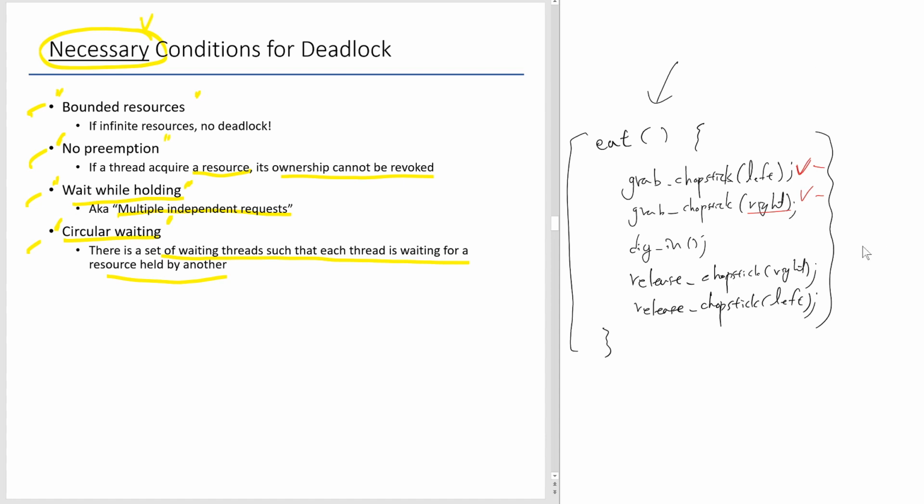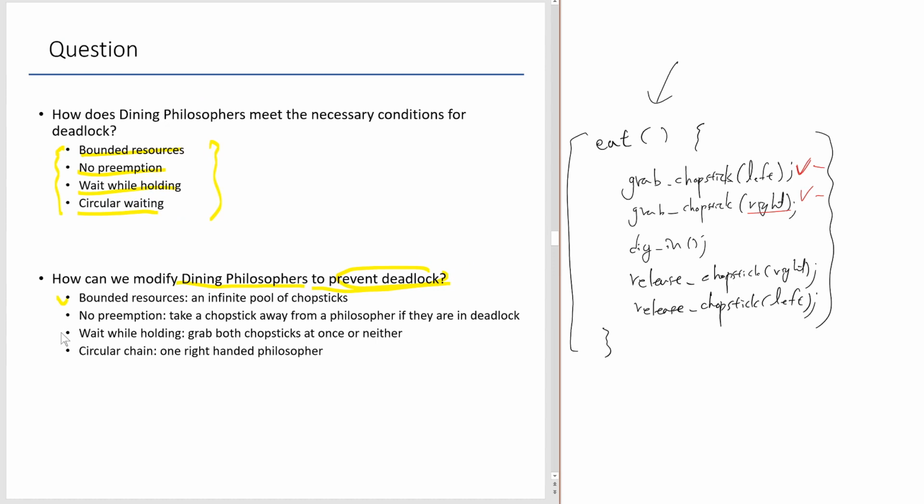So let's examine them one by one using this dining philosopher example. Bounded resources: how do you break this? How do you modify the dining philosopher algorithm? An infinite pool of chopsticks. This is obvious, but in practice it is unrealistic because there are no infinite resources. And the second condition, the no preemption condition. Breaking this condition implies that you make the chopstick a preemptive resource. So you have to come up with an approach or a mechanism that takes away the chopstick from a philosopher if they are in deadlock.